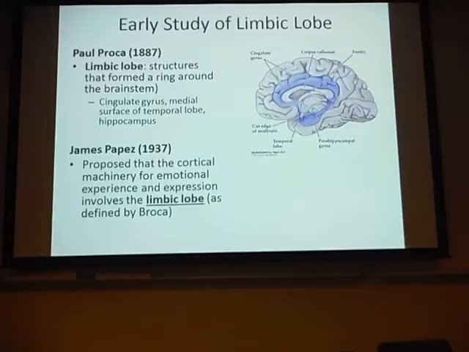But the structures that he identified were the cingulate gyrus, which extends along here, the medial surface of the temporal lobe, which would be here-ish, and the hippocampus, which lies deep to the temporal lobe, deep to the medial temporal lobe. So those were really the structures that he identified as being limbic, or relating to that term limbic, but didn't talk about them as being important to emotion.